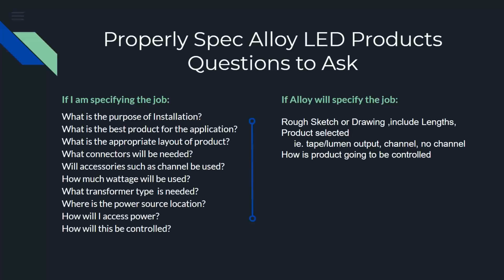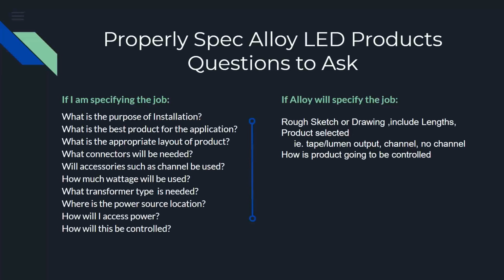So you can see on the left there, I won't necessarily read through all of these, but those are the questions that you need to ask yourself or ask your customer when working on a project. What do they want to get out of this? What is their goal with this project? Is the tape light merely for ambiance, or is it to perform some sort of task? And so on and so forth. On the right, if Alloy is going to be doing this for you, you just need a rough sketch or a drawing that has length and product selected, and you send that to them and they will do the rest.